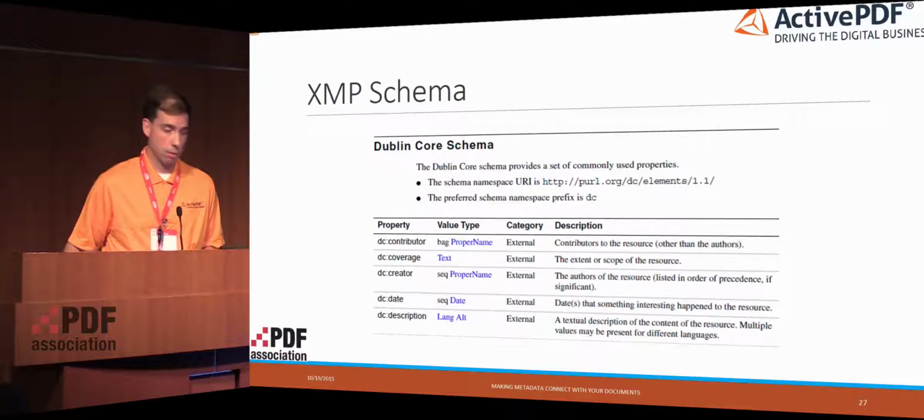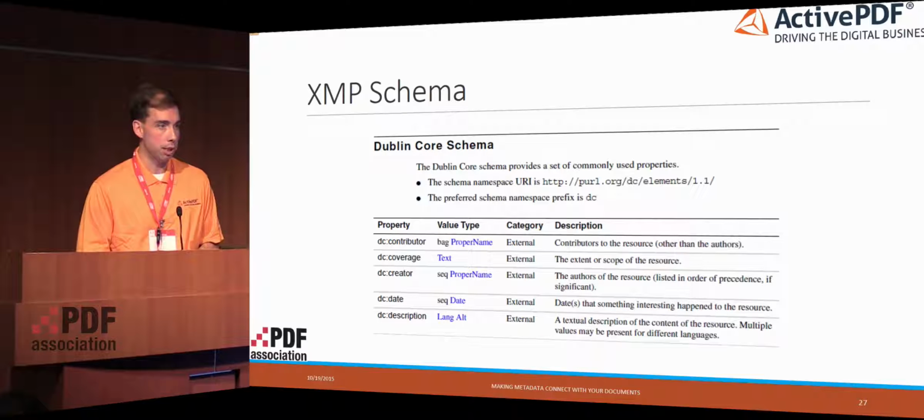Here's an example of a couple properties from the Dublin Core schema. So they have a name, they have their URI, and then they have a preferred prefix, and then underneath that they have the first couple properties from their schema. So we have property, value type, category, and then description. Most of those are pretty self-explanatory.